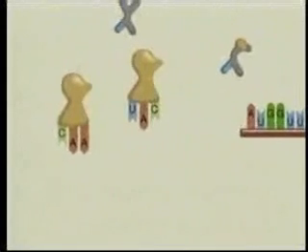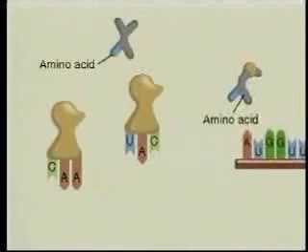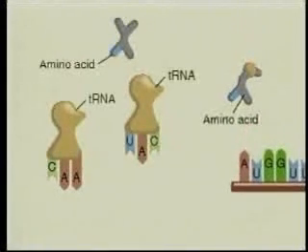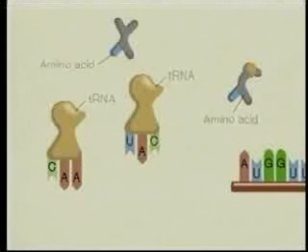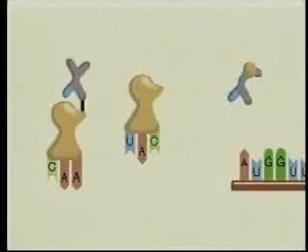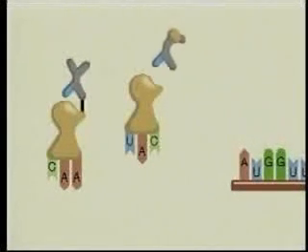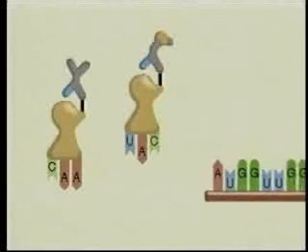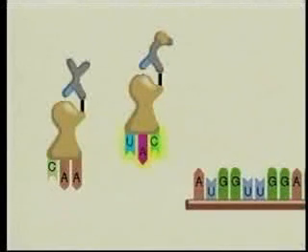Floating within the cytoplasm are amino acids and transfer RNAs, or tRNAs. Each kind of amino acid binds to one specific type of tRNA. Notice the 3-base region on the tRNA. It is complementary to a 3-base region on the mRNA.